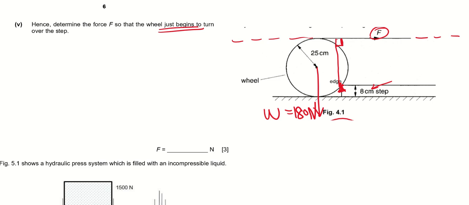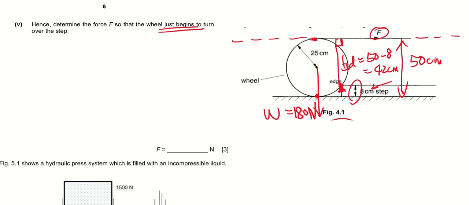Now, what is this length? I know that from one edge to the other edge is a total of 50 cm, which is the entire diameter of the wheel. But I have an 8 cm height of platform here. That means this perpendicular distance will be 50 minus 8, which is 42 cm.